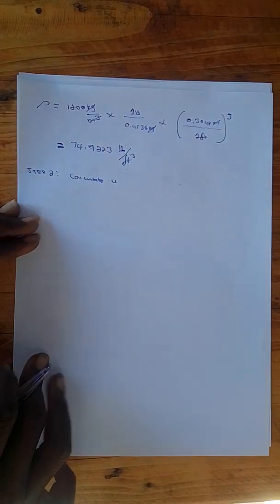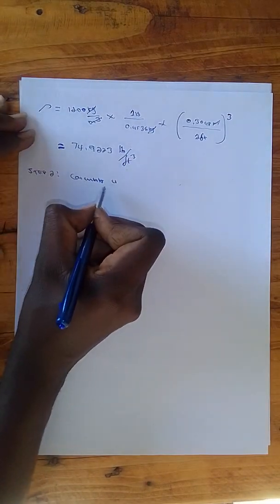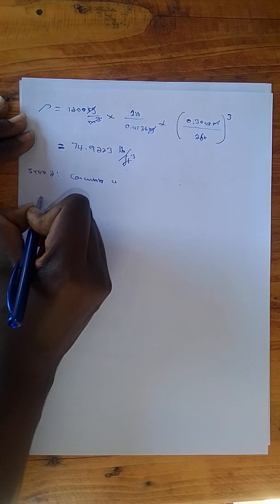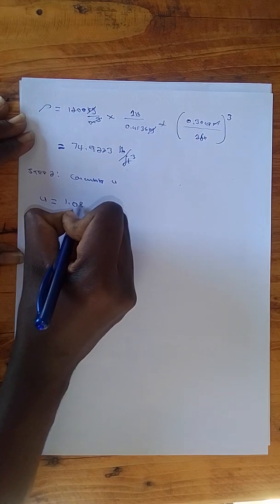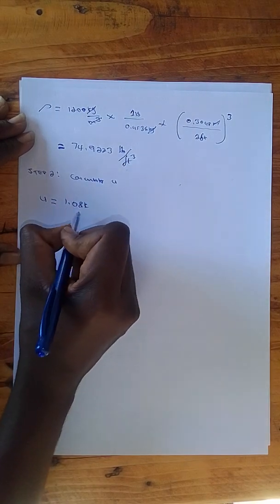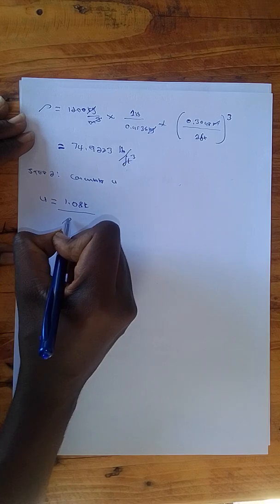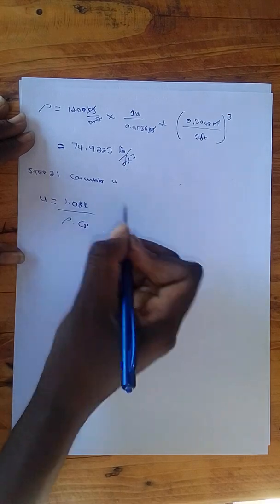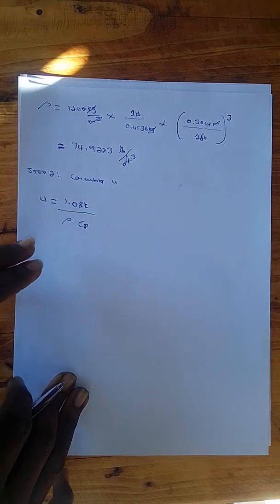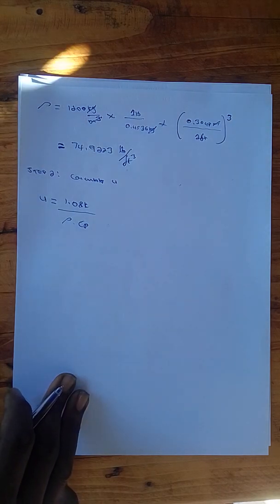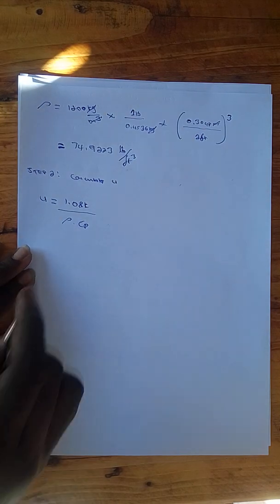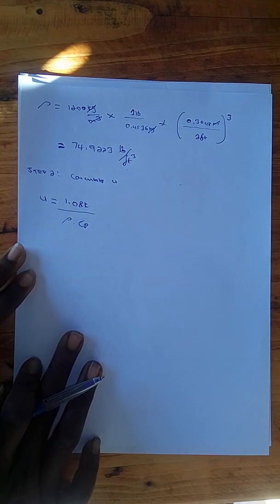So I can just write calculate U, and now we know from the equation that U equals 1.08 K all over CP rho, or CP over rho, it doesn't really matter. So that is actually our equation, and because it's an empirical equation, it has specific units, but we did all the job of converting from the units we were given into the units that we needed. So we are very much free to use the equation.